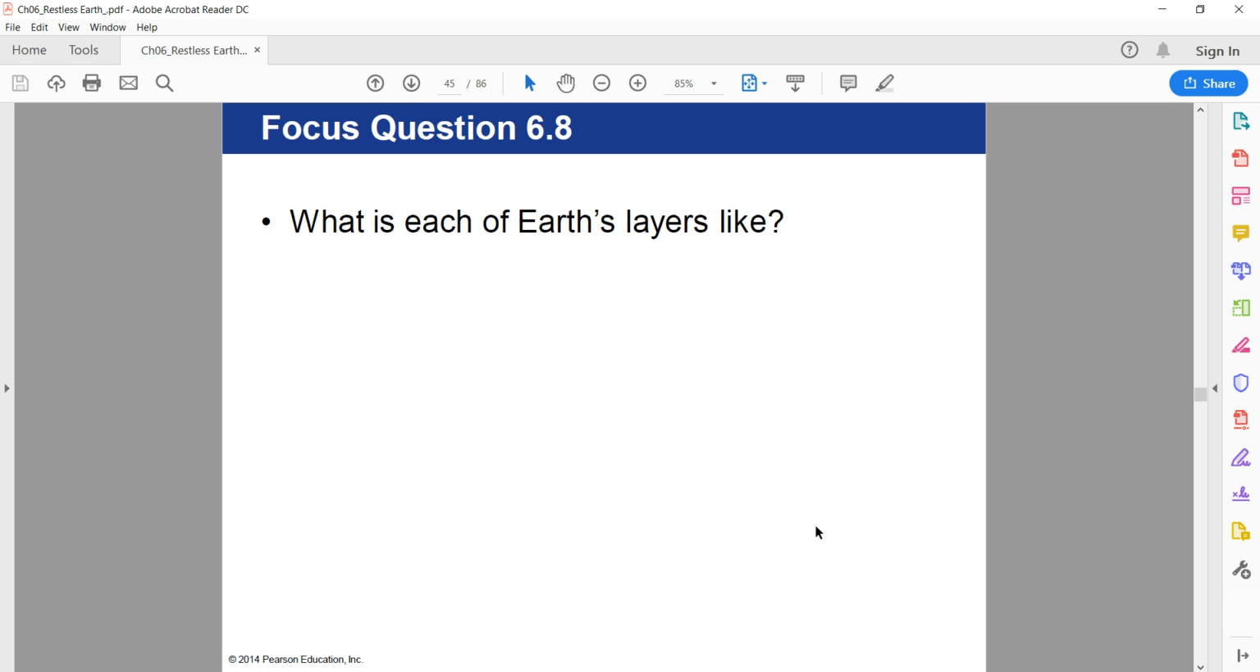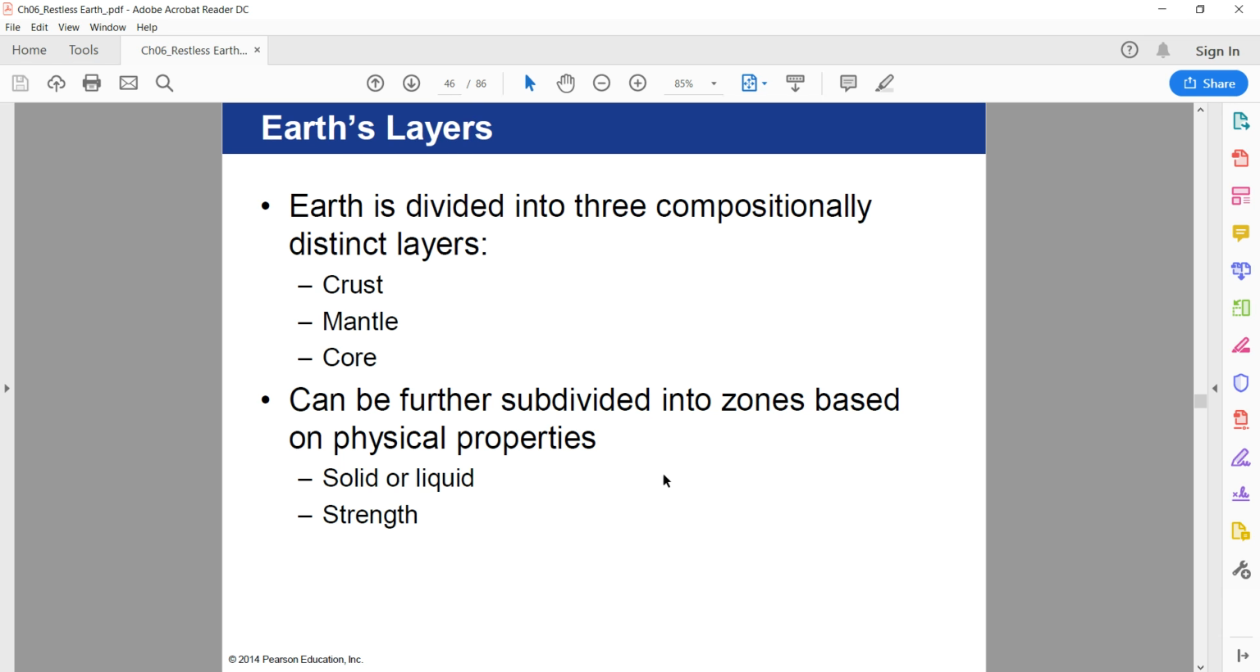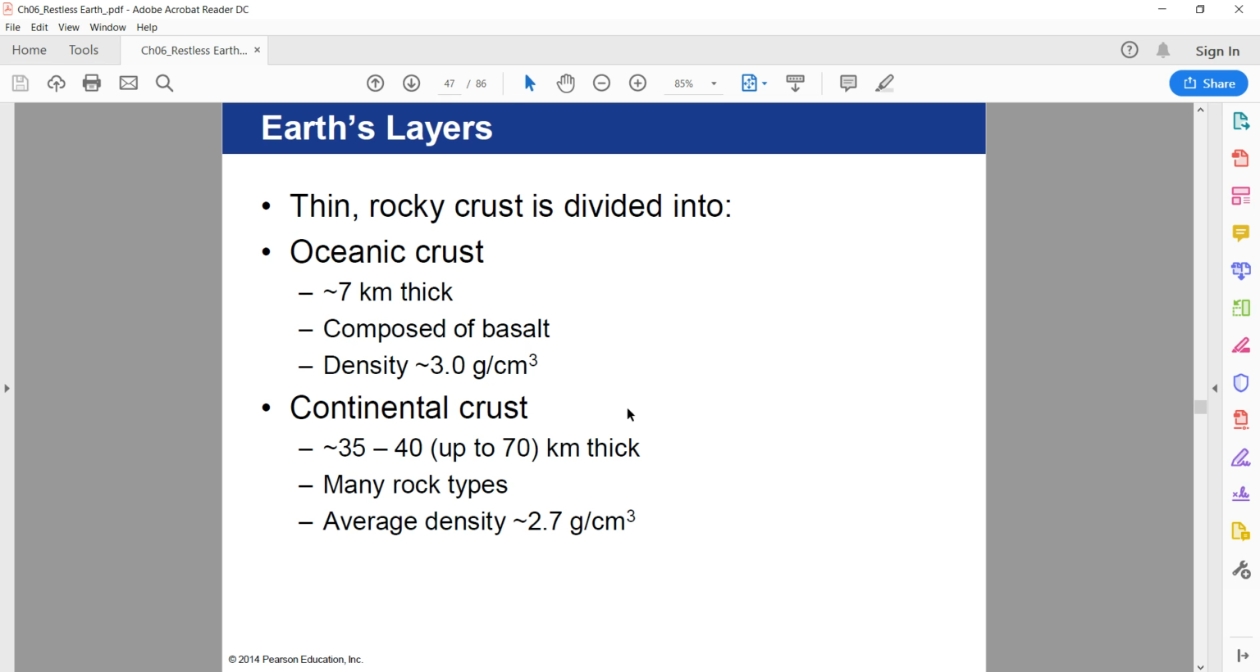What is each of Earth's layers like? You have these three distinct layers: crust, mantle, core. Crust is the outermost layer, mantle is in the middle, core is in the center of the Earth. It can be further subdivided into zones based on physical properties, solid or liquid, or strength. Here are just some of the facts that I want you guys to remember or memorize. Rock crust is the thinnest among the three.